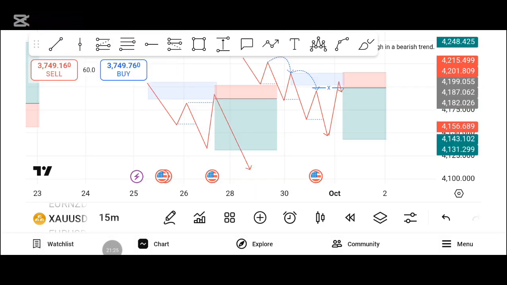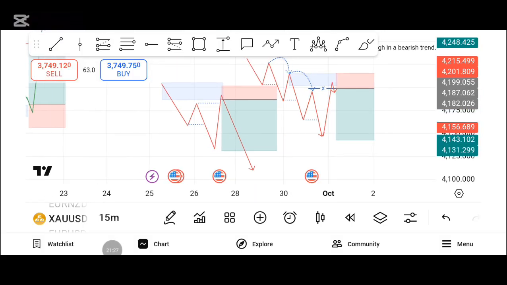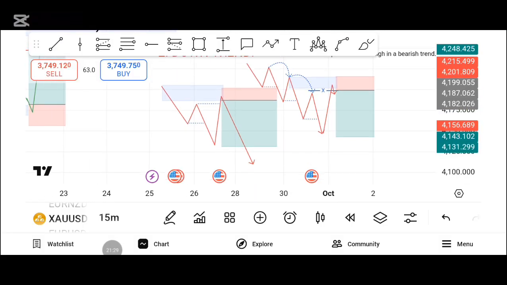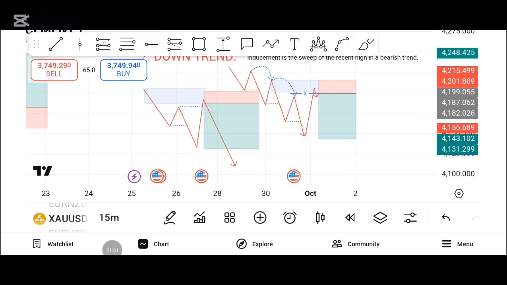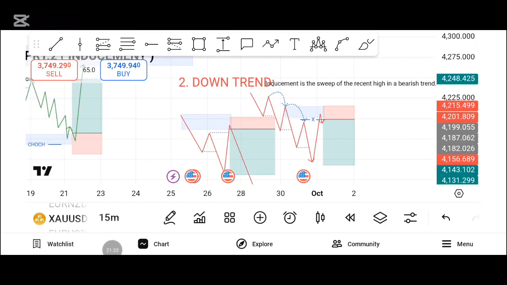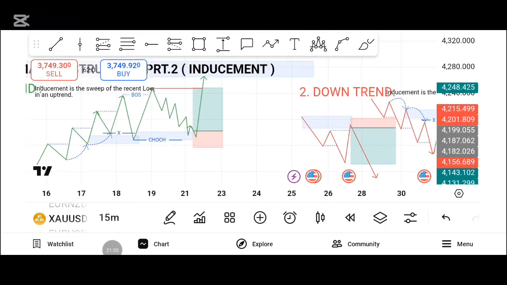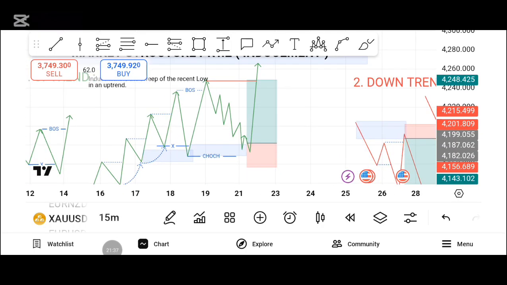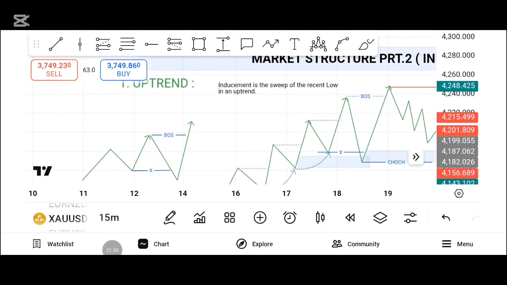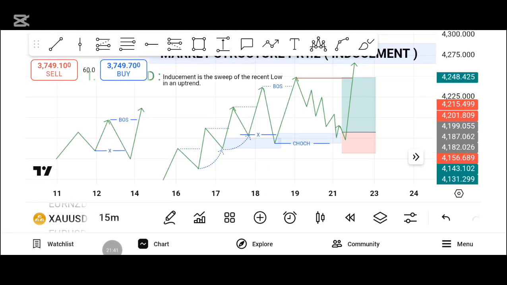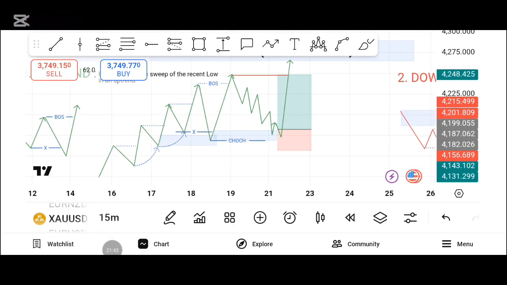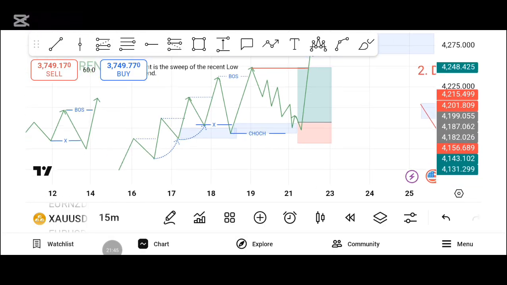You can go short from this point. Alright, so without inducement you cannot buy, without inducement you cannot sell. I believe you understand this topic of inducement. Without inducement you cannot buy.